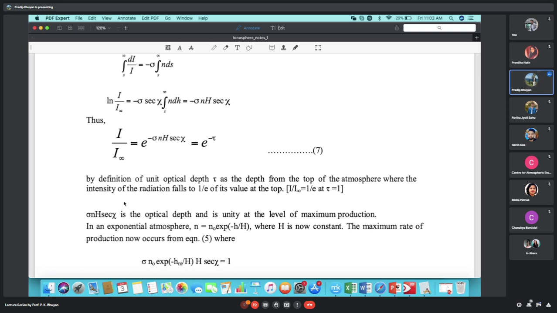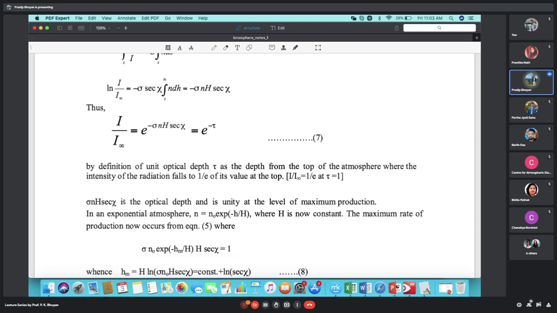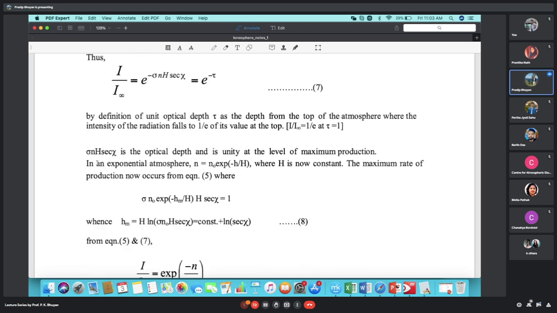Now, coming back to this term, sigma n h secant chi is the optical depth, and it is unity at the level of maximum production. At the level of maximum production, it is unity. Now, in an exponential atmosphere, what is an exponential atmosphere?